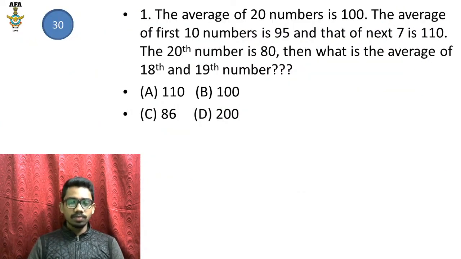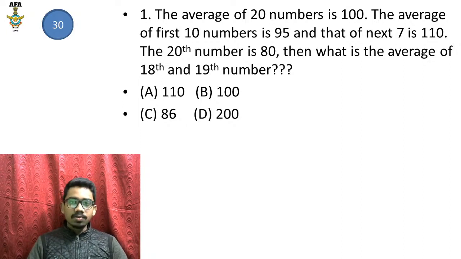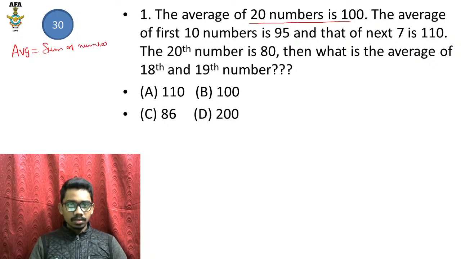So moving on to the first question, let's try to solve the first question. I am solving this question for you, then you guys can solve the question. So the average of 20 numbers is 100. Average equals to, what do we know? Average equals to sum of numbers by n, sum of terms by number of terms present.